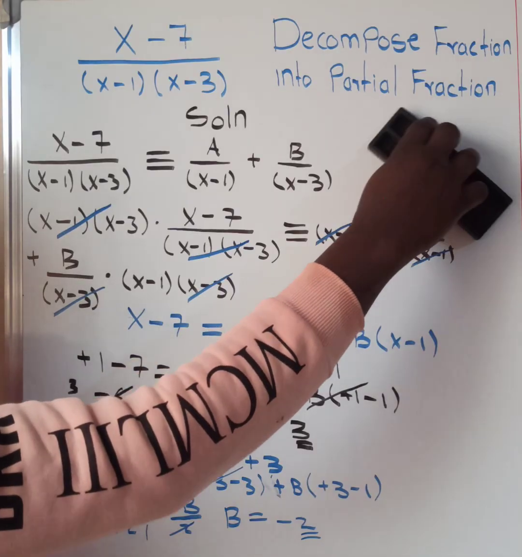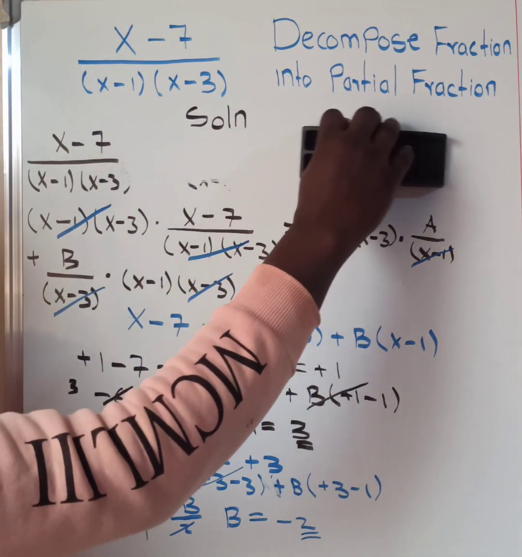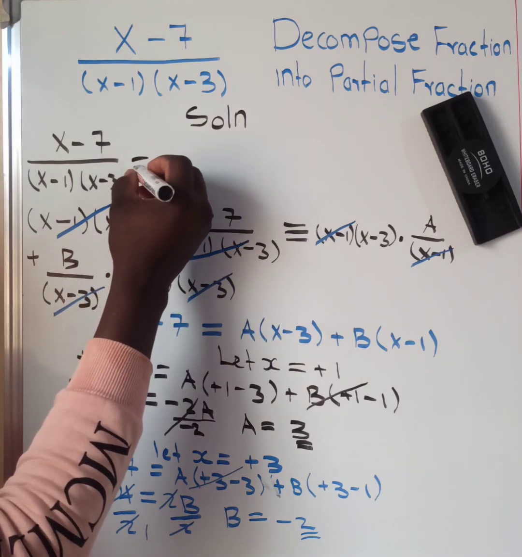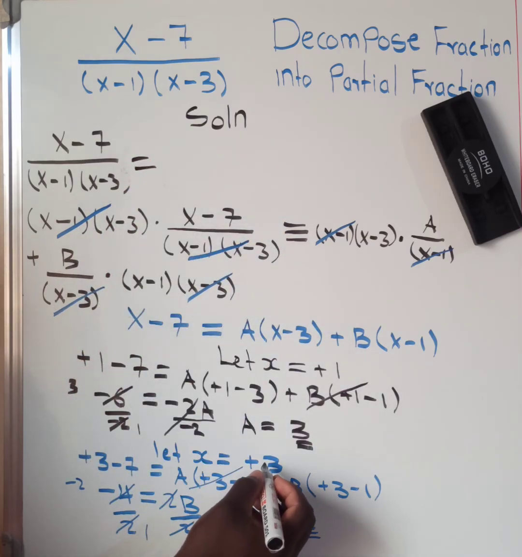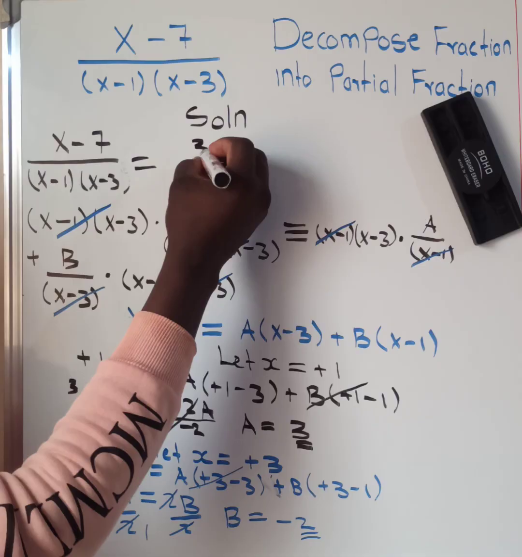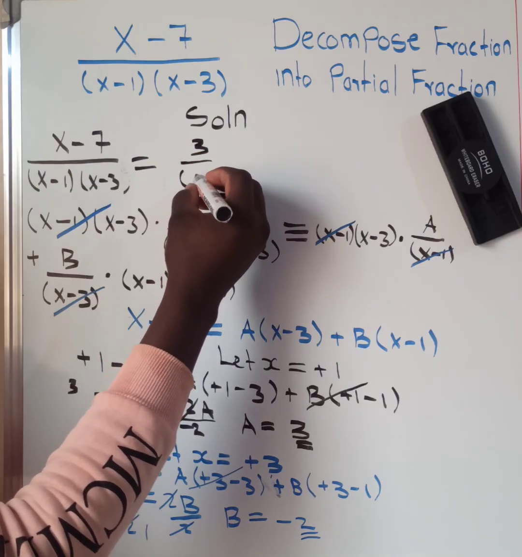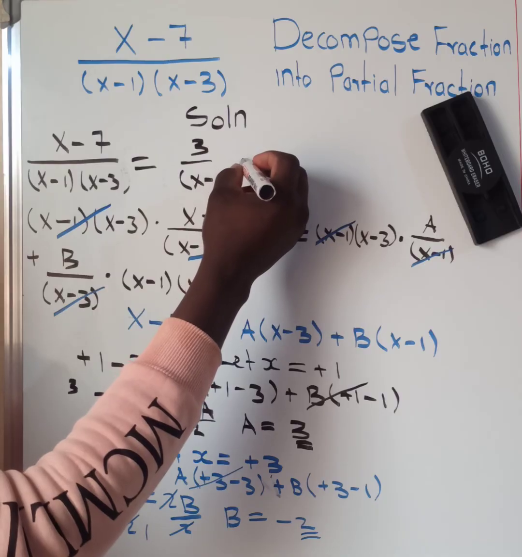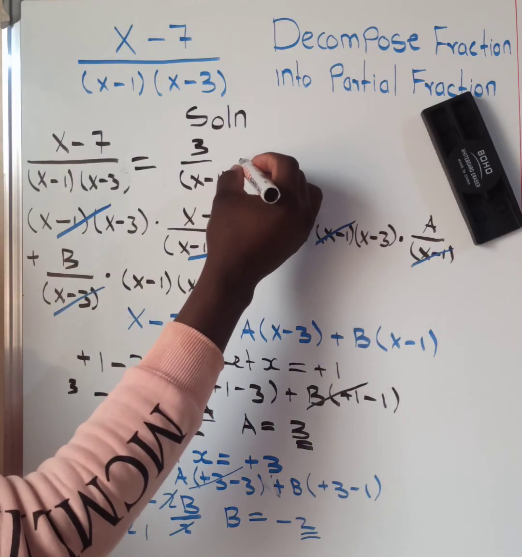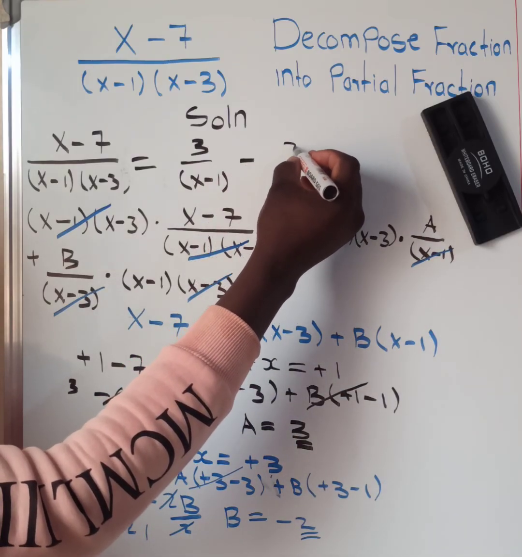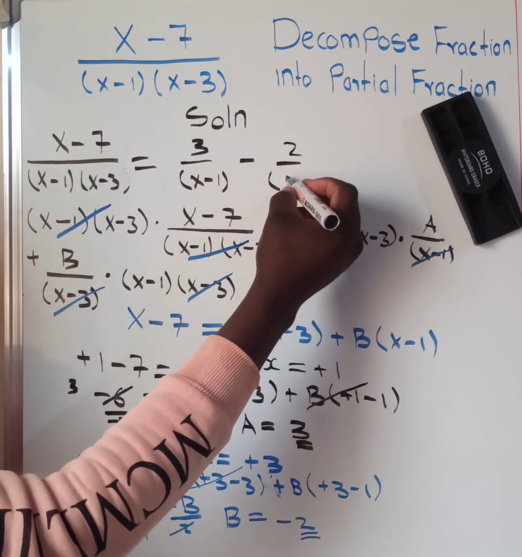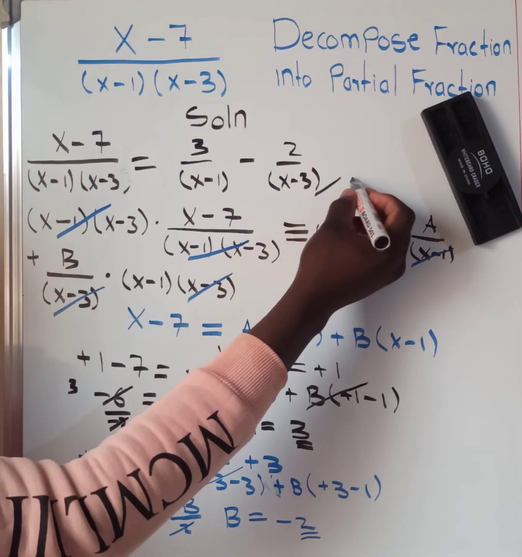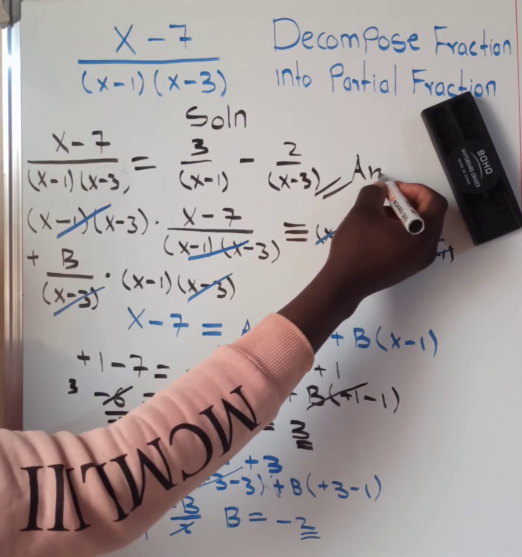The question says write the expression as partial fractions. So the only thing that is going to change here, we're going to say here equal. So we have the value of A here given to us as 3. Therefore, we have to say 3 over (x minus 1) plus, this is not going to be plus because B is negative, so it has to be negative 2 over (x minus 3), and this is the final answer. So this is the answer.